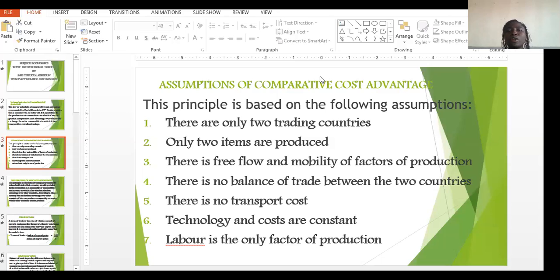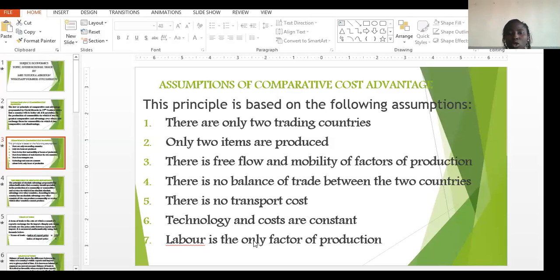There is free flow and mobility of factors of production. That is, land, labor, capital, entrepreneur move freely in these 2 countries that are involved. Another thing is that there is no balance of trade between the 2 countries. No balance of trade. We'll still get to balance of trade, it is dealing with visible trade, visible import and visible exports. This does not exist between the 2 countries, and there's no transport costs.